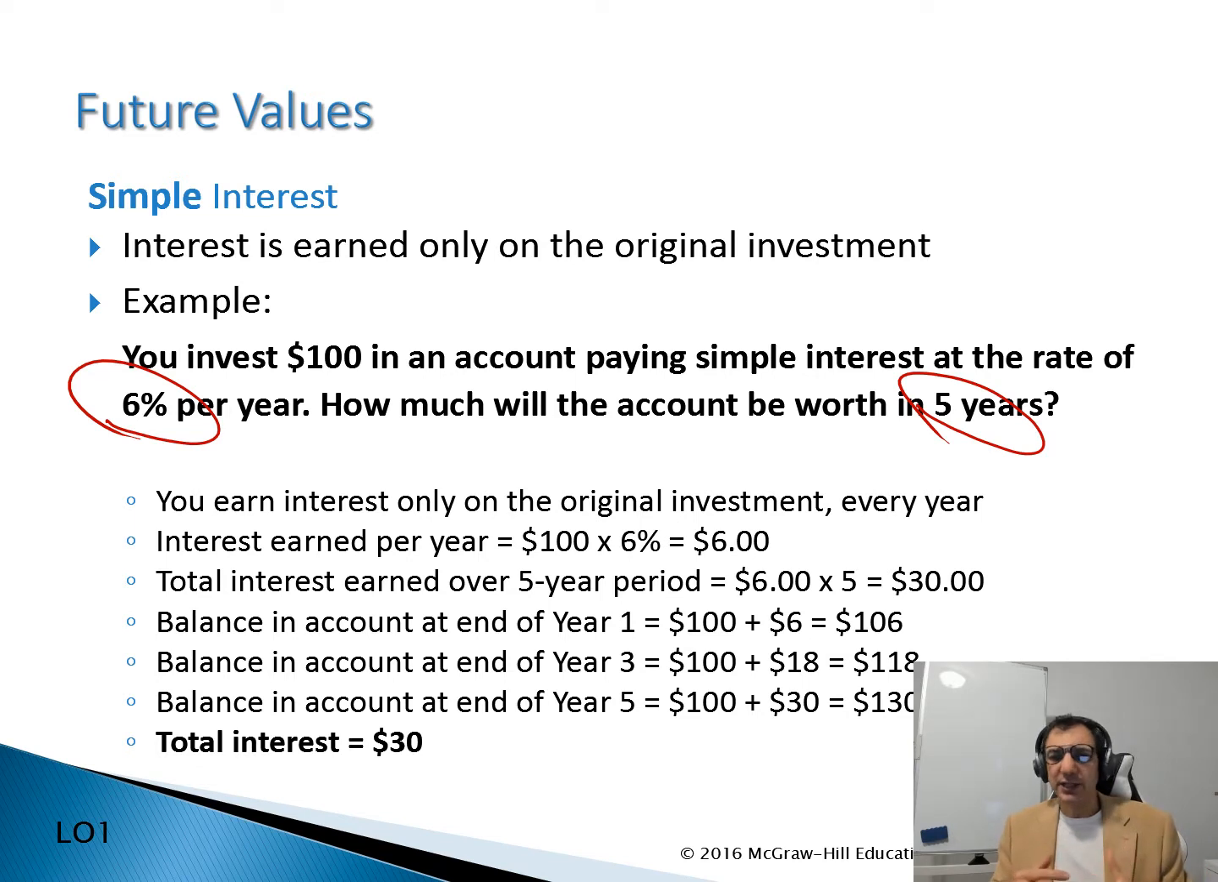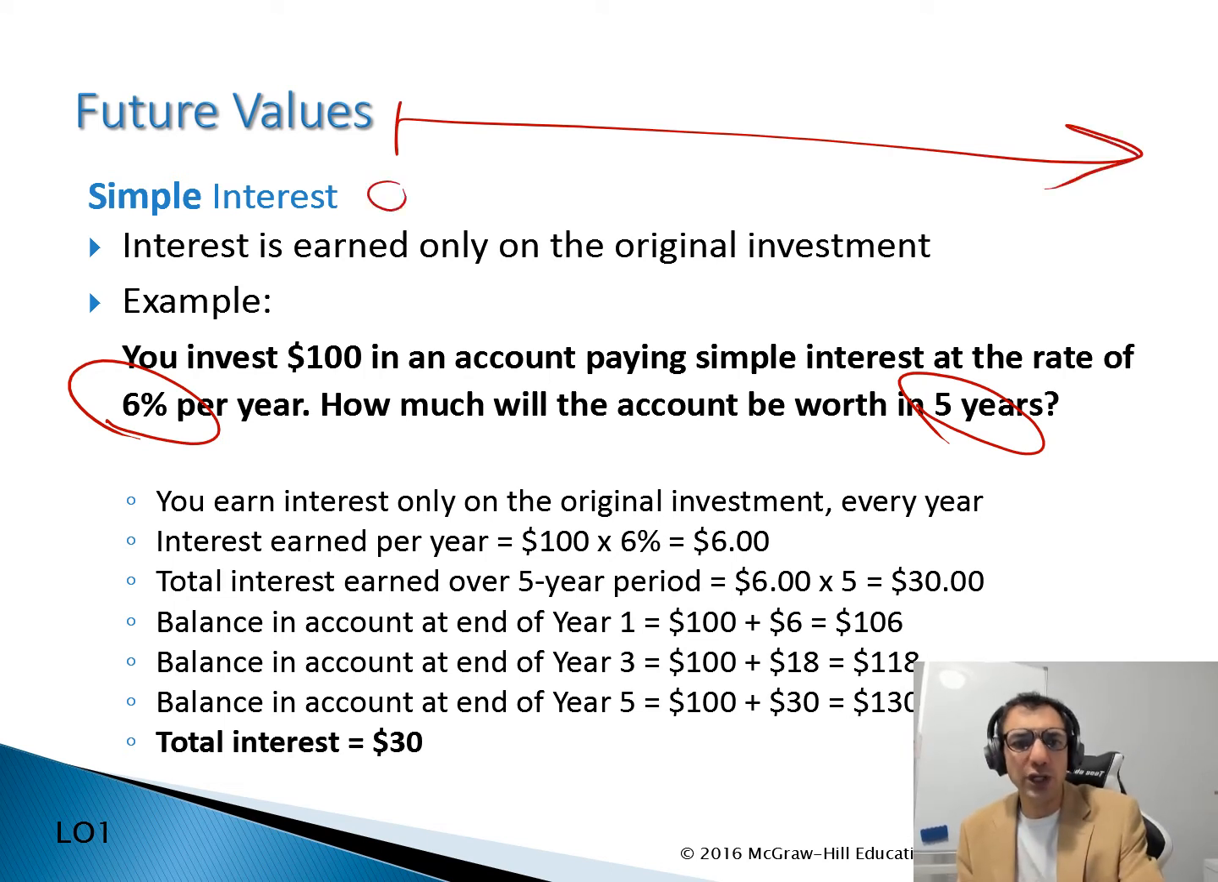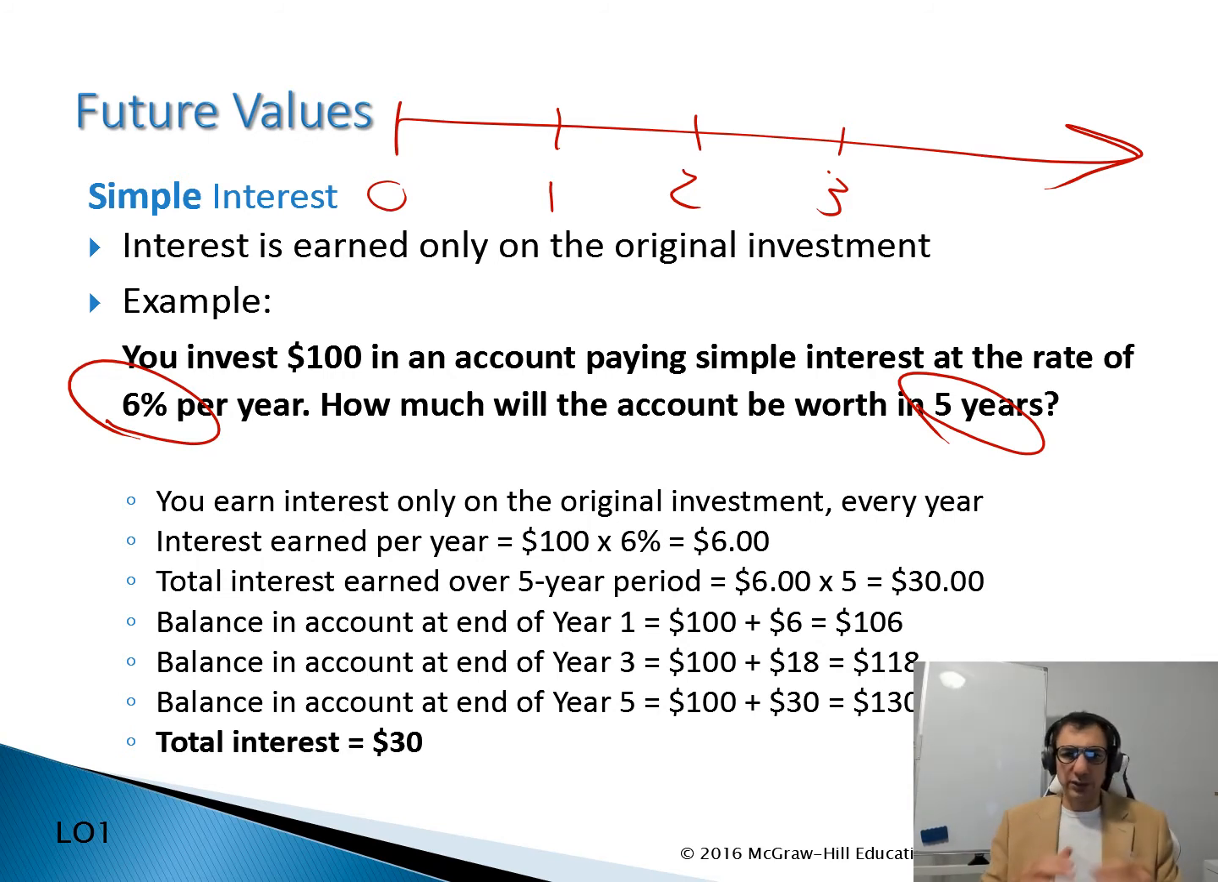For these cases, it's much better to have a timeline. So I highly encourage you to use a timeline here. So here is 0, which means the current time, we are now. That's the present time. 1 year from now, 2 years from now, 3 years from now, and so on and so forth. So that's a timeline.